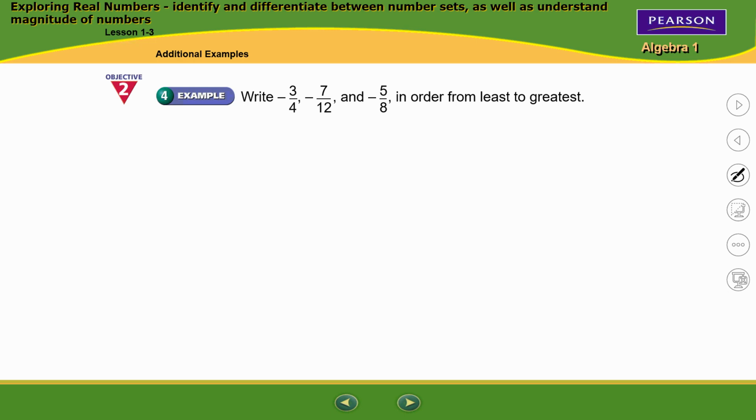All right, we want to write these three fractions in order from least to greatest. So in order to do that, we're going to need common denominators. So, -3/4, we're going to change that into some other fraction. Negative 7/12, we're going to change that into some fraction. Negative 5/8, we're going to change that into some other fraction. 4, 12, and 8. We want to find a common denominator.